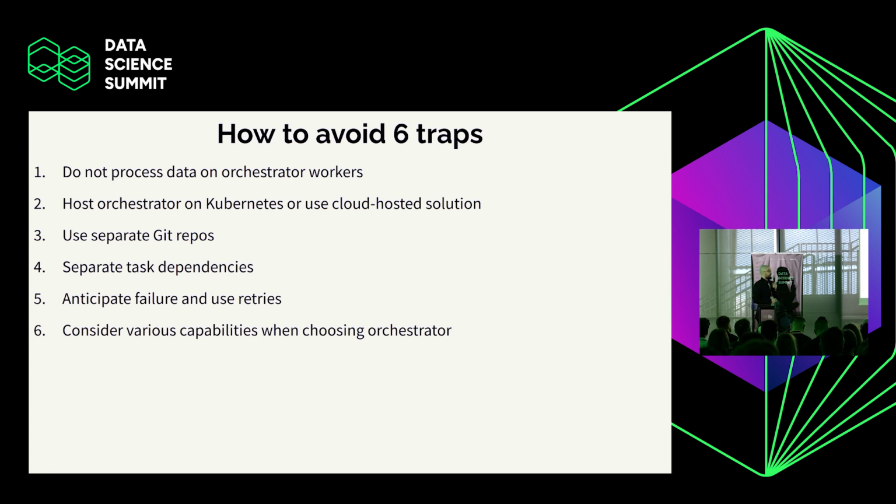You should separate your task dependencies, because not separating them will also be a very, very bad mistake. You should anticipate failure, use retries for all your tasks, and write your code to be resilient, for your tasks to be idempotent. You should also consider various capabilities when choosing your orchestrator. You should absolutely take a few days, a week, two weeks to read about orchestrators and consider their strengths and weaknesses, because changing the orchestrator once you have something set up, especially with Kubernetes, with accesses, with pulling secrets, is very hard, especially in larger companies. So you should consider this well when you start.